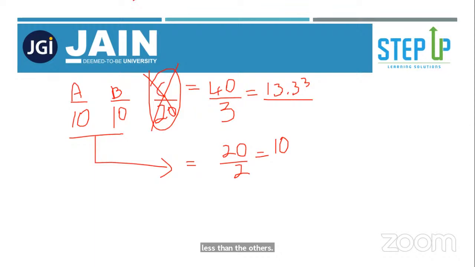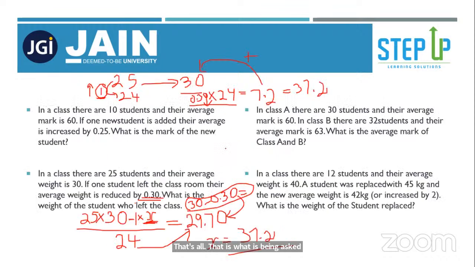That's all. That is what is being asked. Are you getting it? If the person who left, his weight is more, then you have to add 0.30 into 24. If it is not, you're going to subtract. That's all. Are you clear with the second question now?